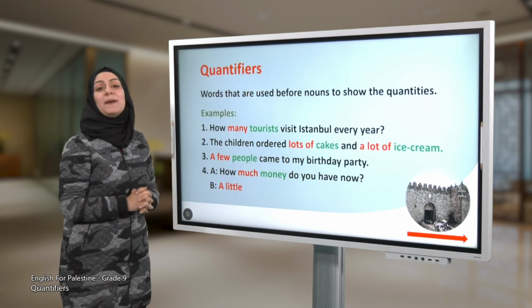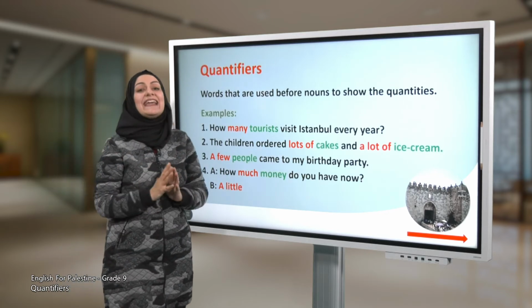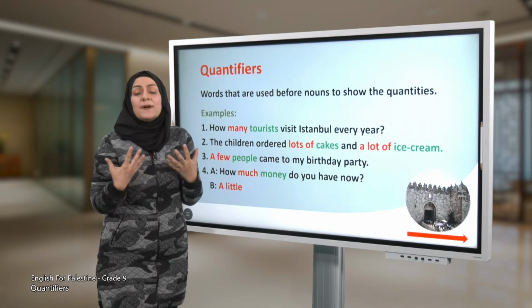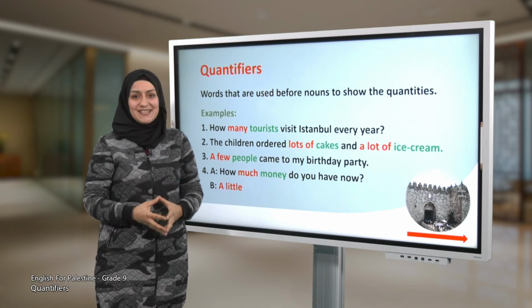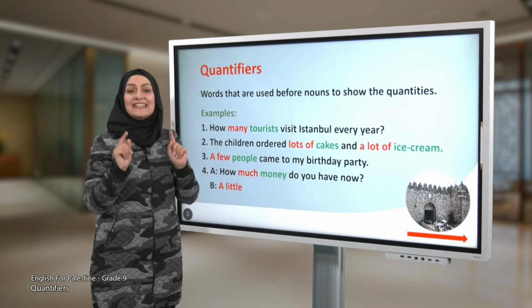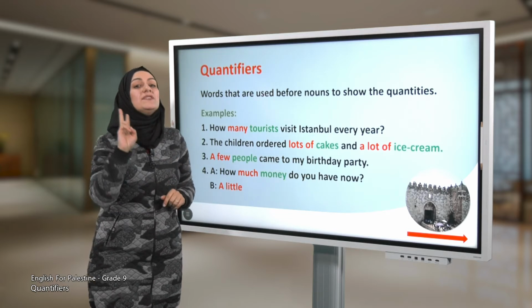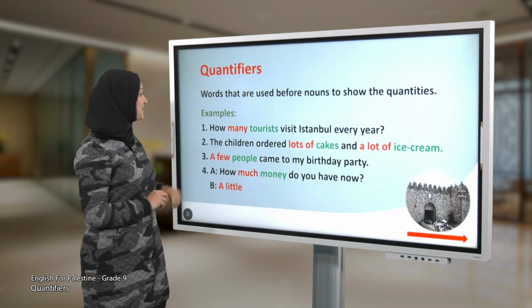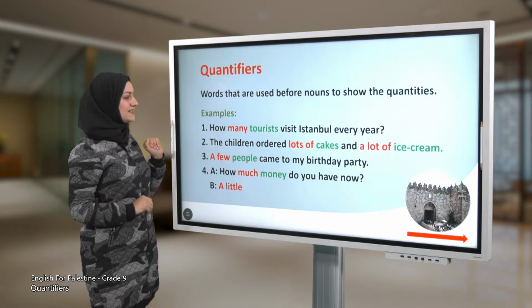Now we will talk about quantifiers. Again, from their name, quantifiers are words that help us to know the quantities of the nouns. And yes, they are used with both countable nouns and uncountable nouns. Let's look at these examples.